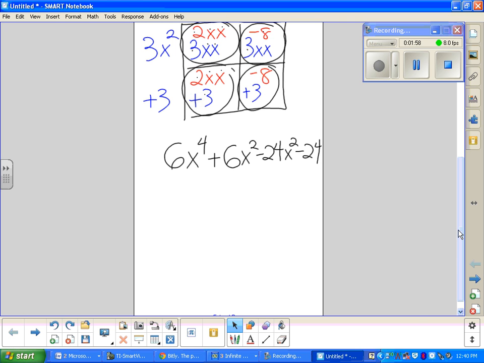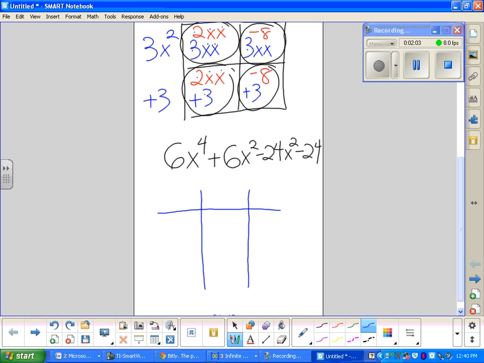All right, make your columns. Now look at this time. I have x to the 4th. That's different. I have x squareds, and I have numbers. I don't have any x to the 3rds or x's, but that's what I have. Those three different things. All right. I have 6x to the 4th. I have plus 6x squared. I have minus 24x squared, and I have minus 24.